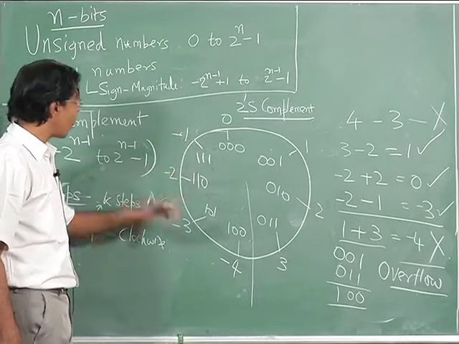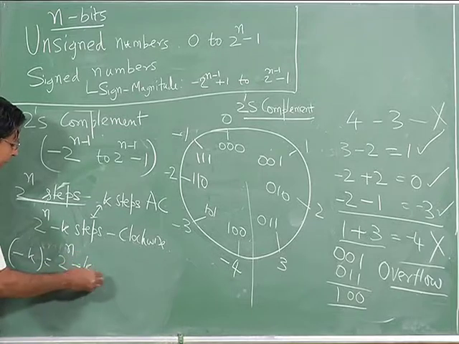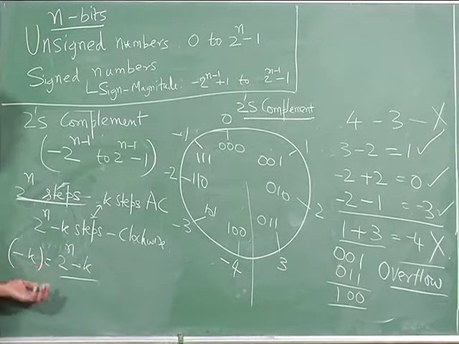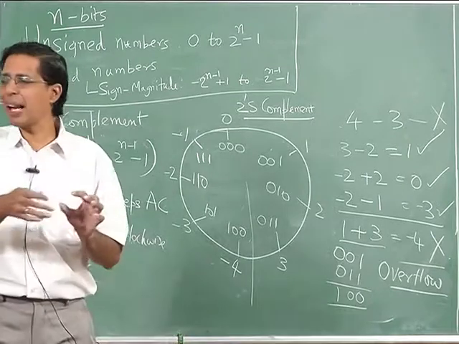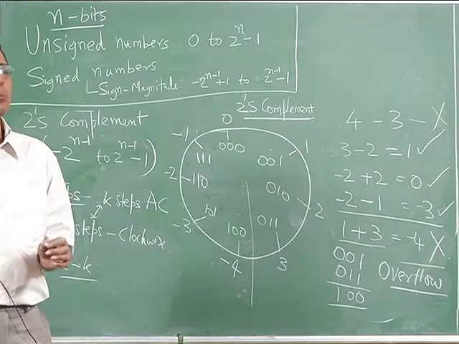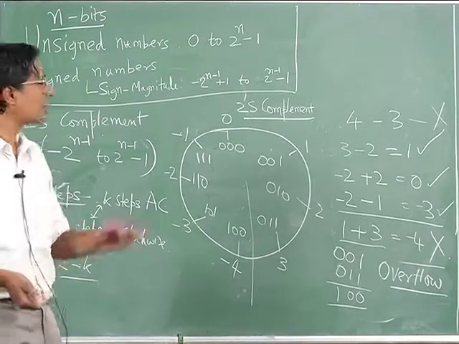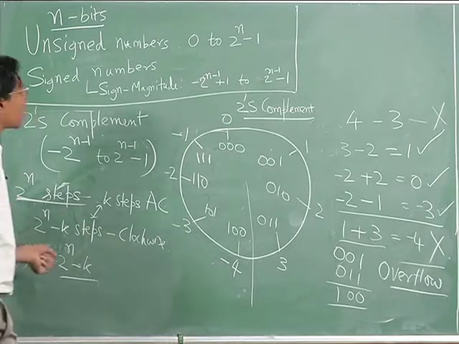Minus 1, so I want to represent minus k as 2 power n minus k. If I represent minus k as 2 power n minus k, then subtracting k from a number can be modeled as adding 2 power n minus k to that number. That is what we have seen here. So precisely that we have done.